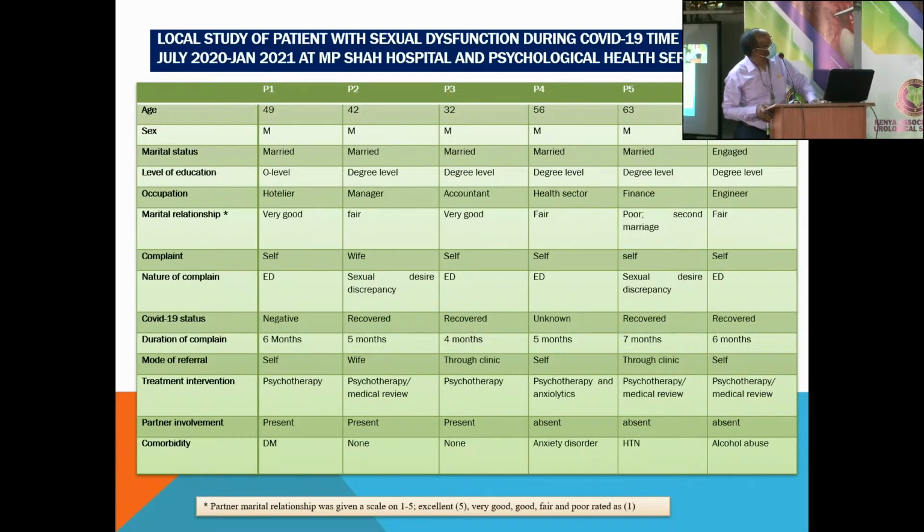Most of these patients were aged between 29 and 63 years. All of them were men. They are working, and most of them came with either ED or sexual desire discrepancy, and we noted that most of them were in a sexual relationship, with only one who was engaged. What did we find out in this study?